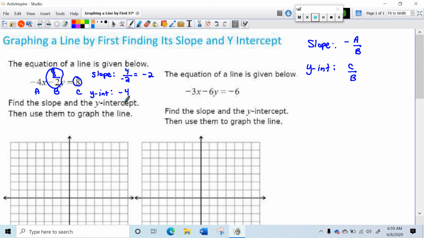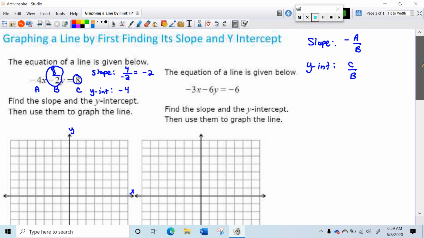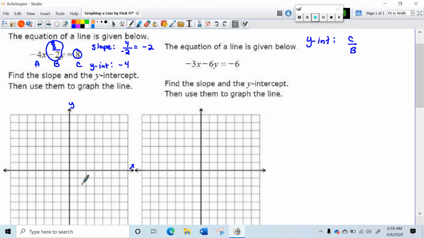Okay, the y-intercept is where it crosses the y-axis. So this is x and this is y. The y-intercept is where I start. It's at negative 4. So negative 4 on the y is 1, 2, 3, 4, right here.